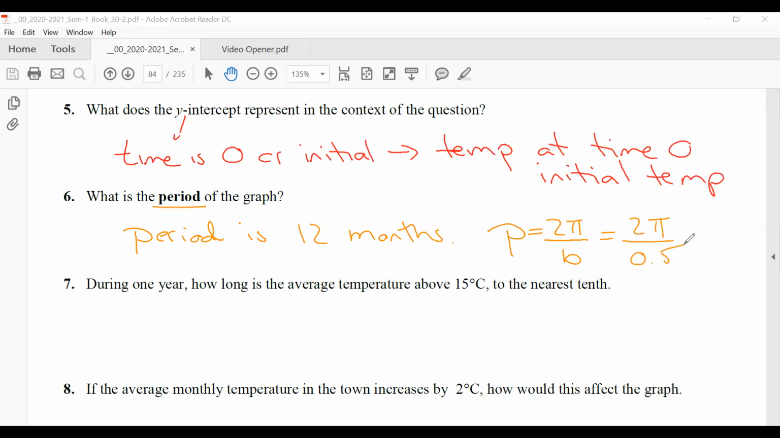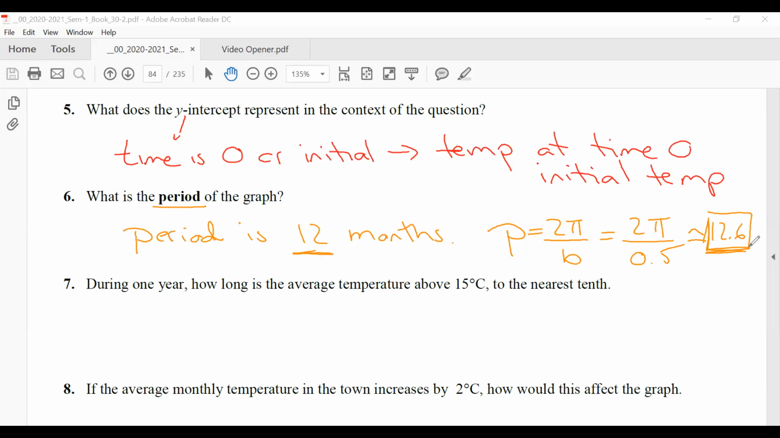So I put that in my calculator, and I end up with approximately 12.6. So I know the period should be 12 months. It's talking about the course of the year, but the actual correct answer we're going to use is 12.6 because we always use our regression equation.